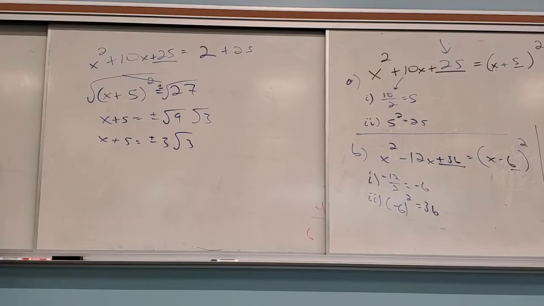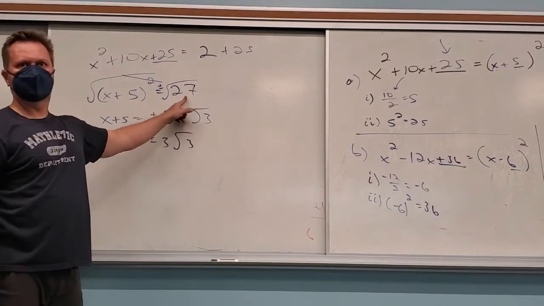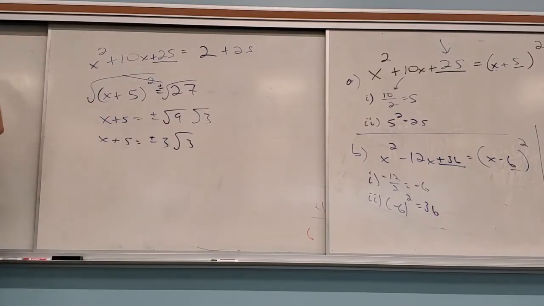Abbott and Costello? Yes. How did you get, like, where'd the 25 go? Oh, 2 plus 25. Oh. You're good. The 2 is already over there, so just, you know. Right. Okay.